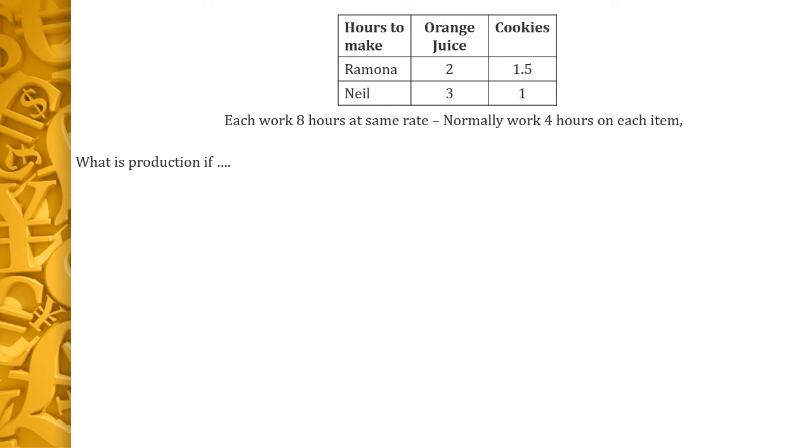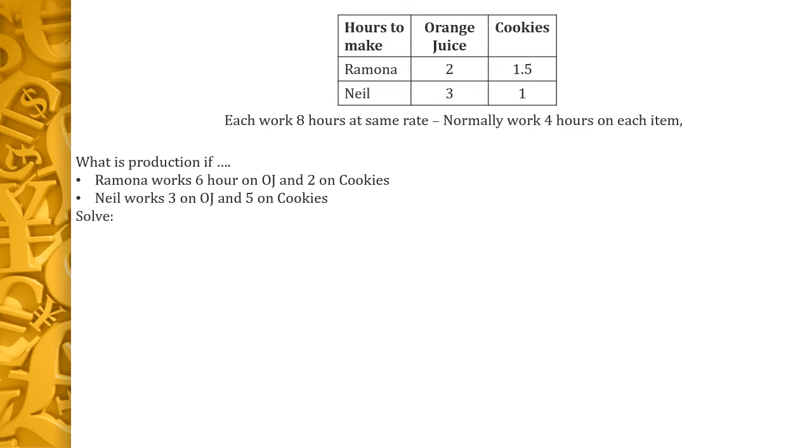So let's say they give us a question like, what is production if? Now that means we're going to change something. So what if Ramona works 6 hours making orange juice and 2 hours on making cookies, and Neil works 3 hours on making orange juice and 5 hours on making cookies? So how do we solve this?